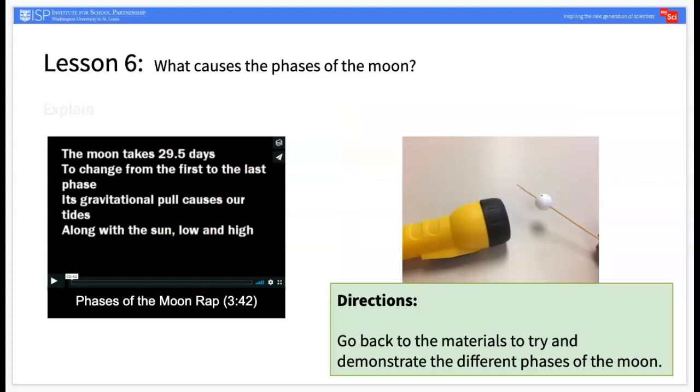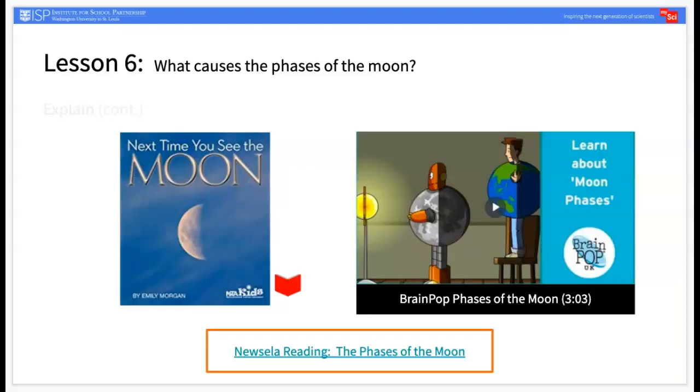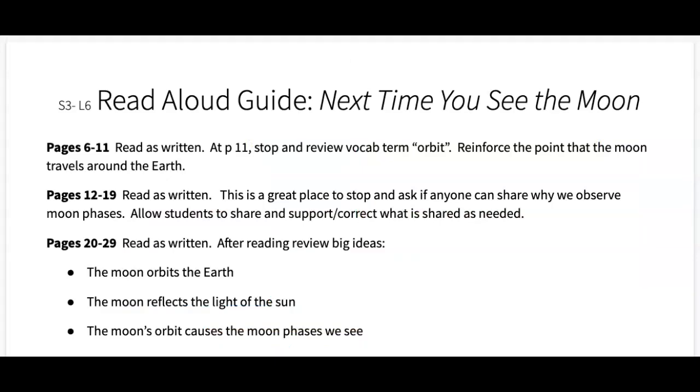In the Explain portion of this lesson, students will listen to a rap about the phases of the moon. Students will use the information in the music to continue to refine their model of the phases of the moon using the flashlight and skewer ball. Next, students will read the book Next Time You See the Moon. This is a read aloud book, and the read aloud guide can be found in the teacher pages.